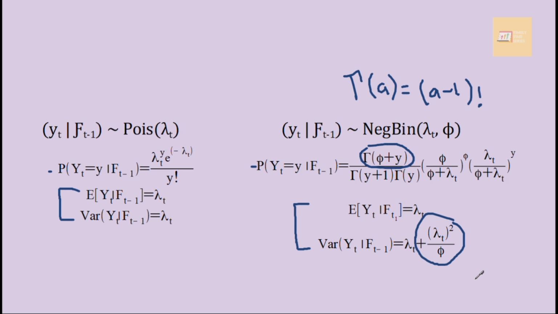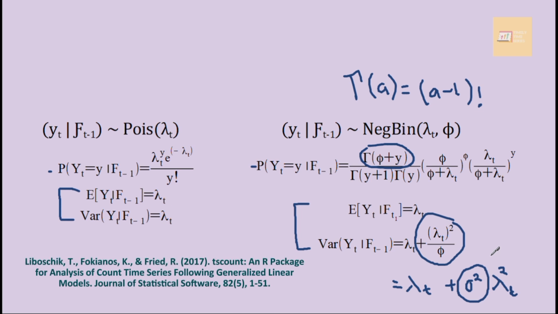One note on the variance here. Some people like to write it as lambda t plus the overdispersion coefficient, which I'll denote as sigma squared times lambda t squared. So the overdispersion coefficient is related to the squared mean. I'm using sigma squared to denote the coefficient of overdispersion, following the vignette of the R package that we're going to use.